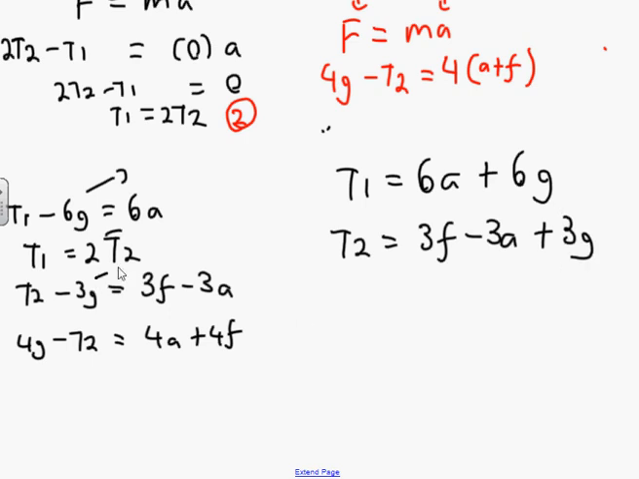Does everybody see that? And then let's link the two equations together using the middle equation here, and then never mind that, scratch that. I'm going to get T2 on its own. T2 to the right, 4A and 4F to the left. T2 equals 4G minus 4A minus 4F.